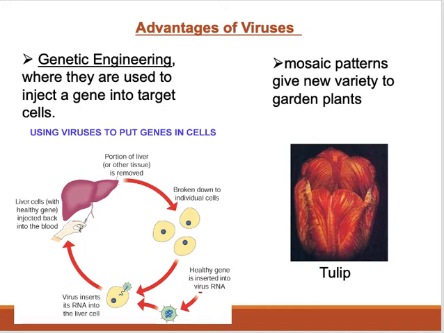So if you can put your gene into their DNA, then when they go through replication and when they enter the cell, they will stick in that target gene as well. There'll be more on that when we do our study of genetics. Also, sometimes the infection, if you like, the virus infection in your plant will give a nice new variety of plant. Like you see that stripy pattern on the tulip there is actually caused by mosaic.